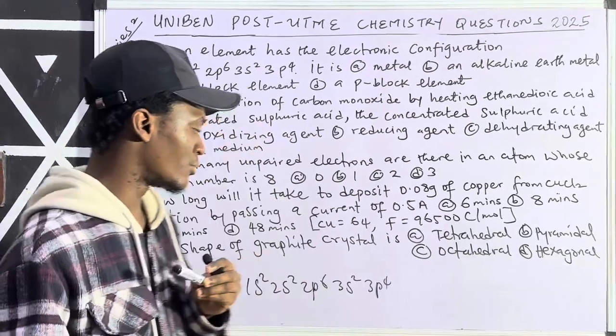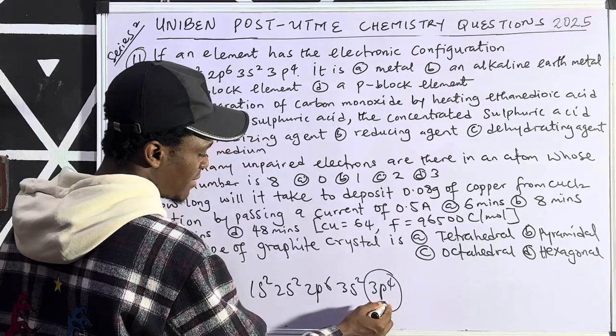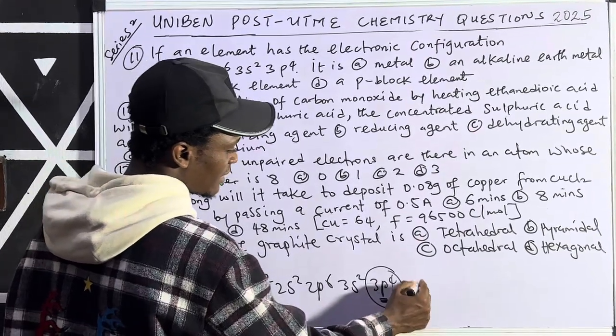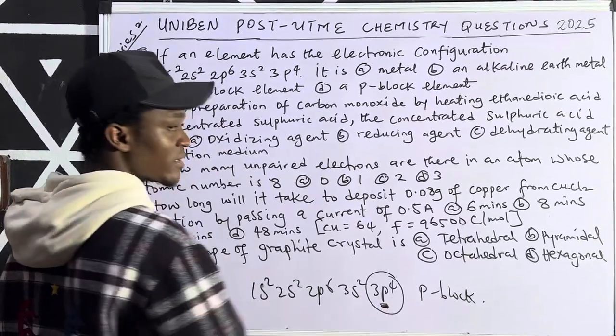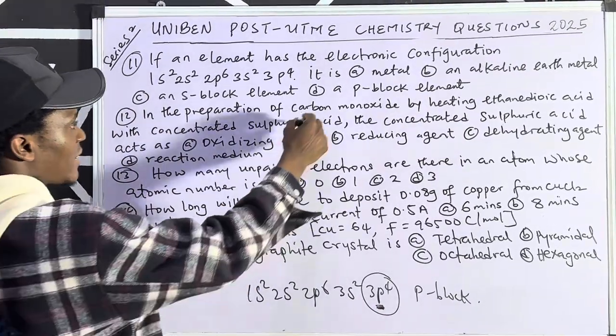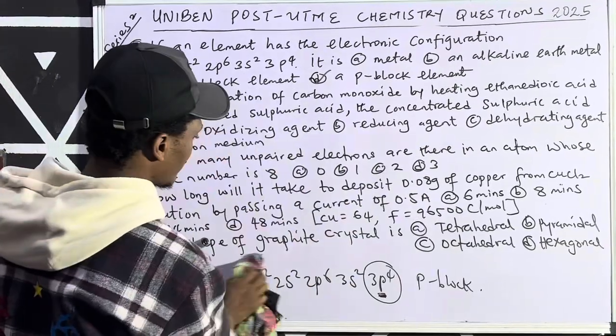So this element here, since its electronic configuration ends in the p orbital, is a p block element. Assuming here was S, then it would have been what? An S block element. So the answer is D. So let's see the next question.